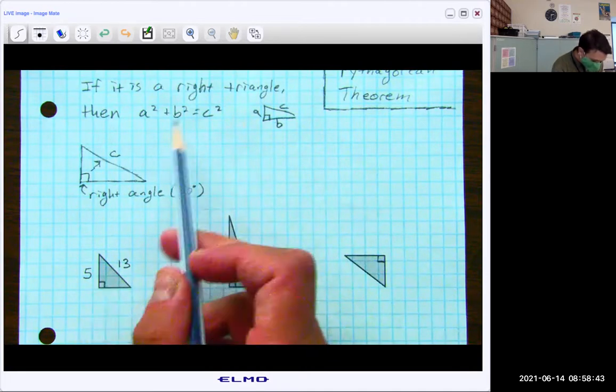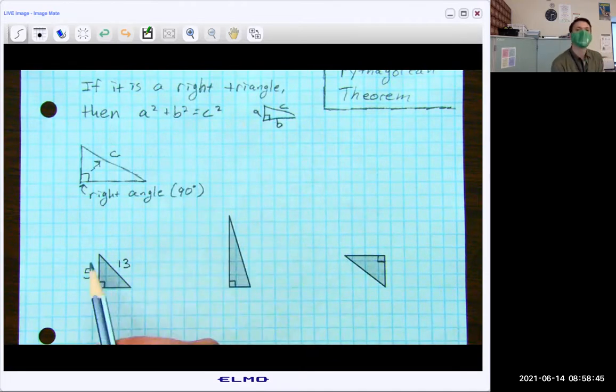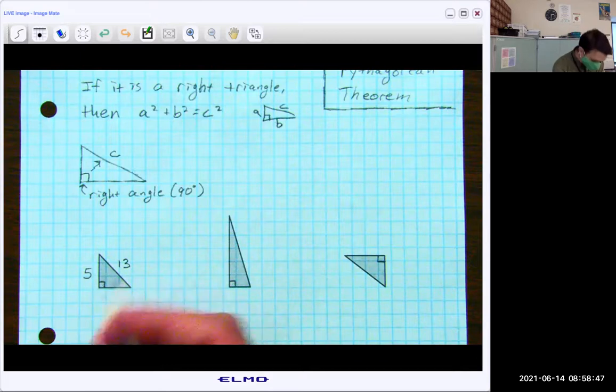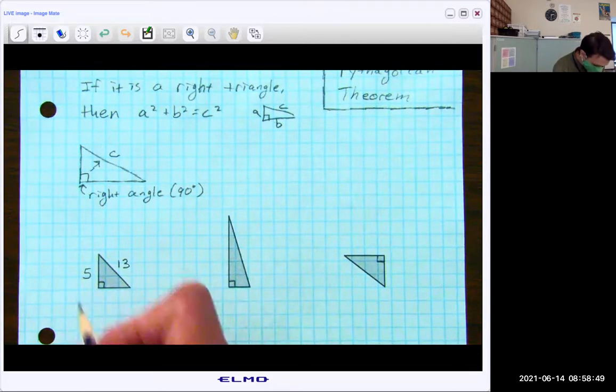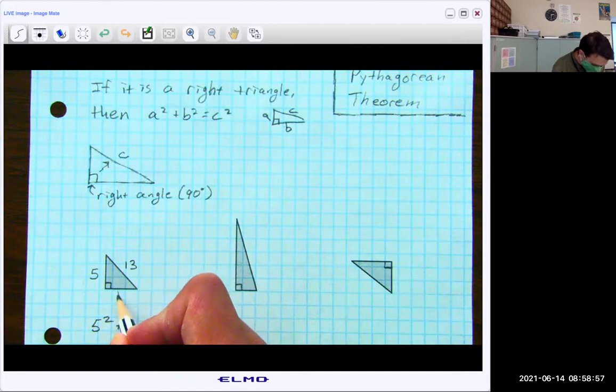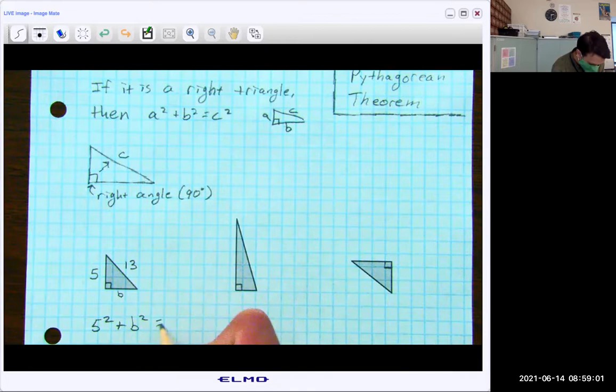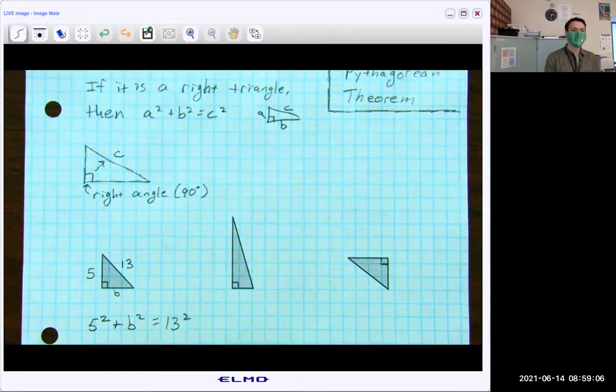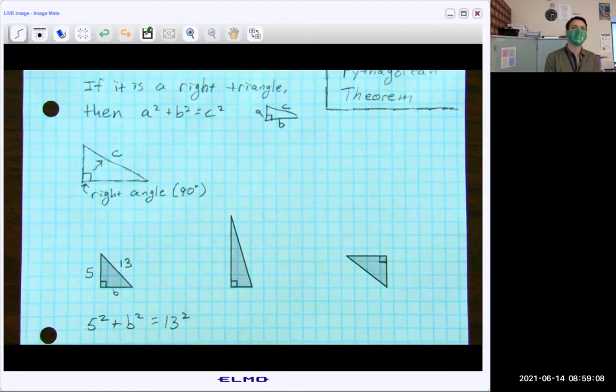Like I said, the A and the B can be any of the legs that you want it to be. So let's put the 5 in first. If we take 5 squared and we add it with, this is going to be our B, we don't know what it is, B squared, it has to equal our 13 squared. Then that's the power of the Pythagorean theorem. It helps us find these missing measurements.